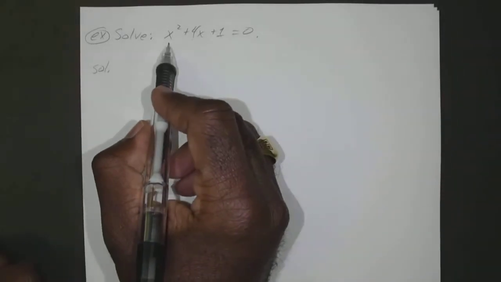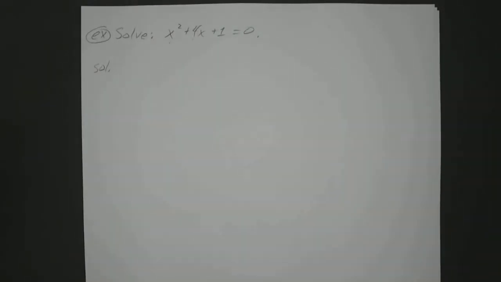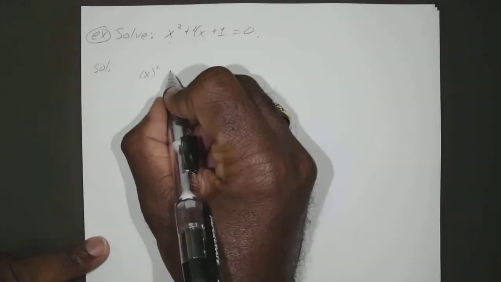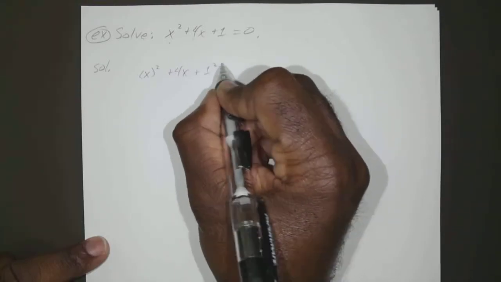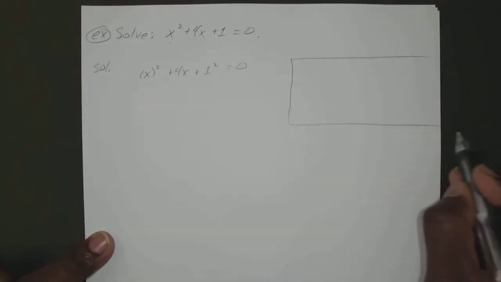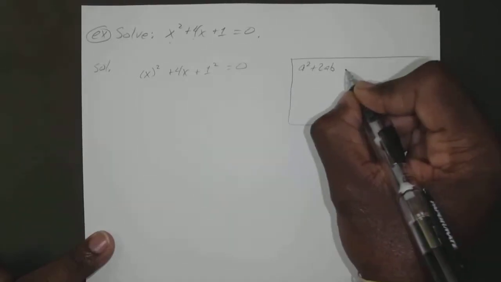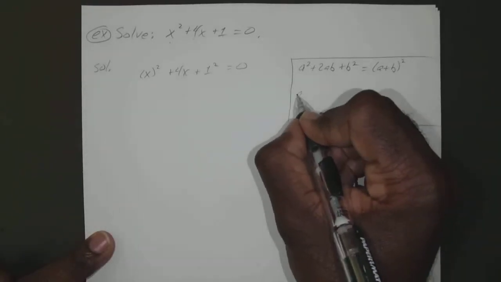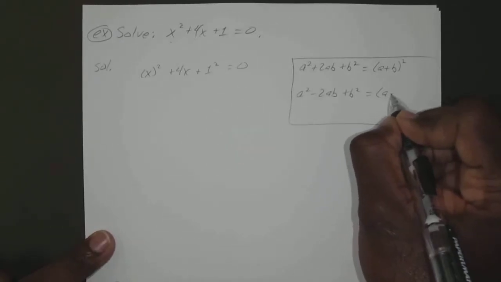But you can also look at it and say, okay, we have a squared value here and a squared value there. Might be a perfect square trinomial. So let's rewrite it: x squared plus 4x plus 1 squared equals 0. Remember, for your perfect square trinomial, a squared plus 2ab plus b squared is equal to a plus b squared, and a squared minus 2ab plus b squared is a minus b squared.